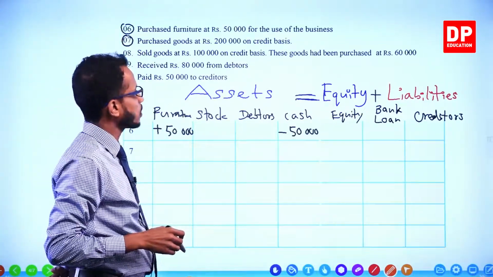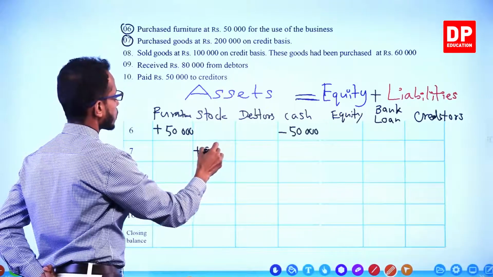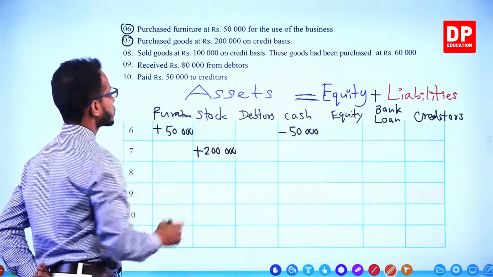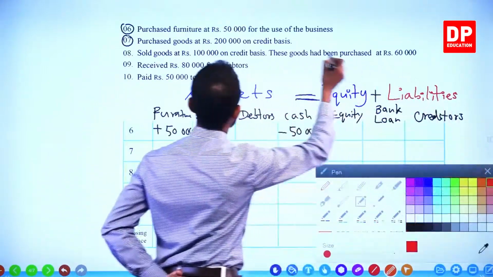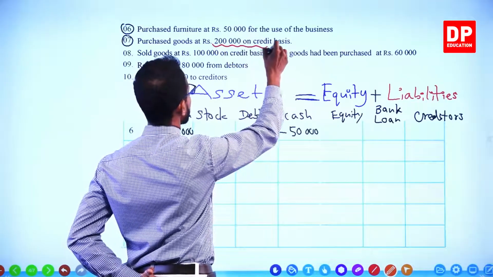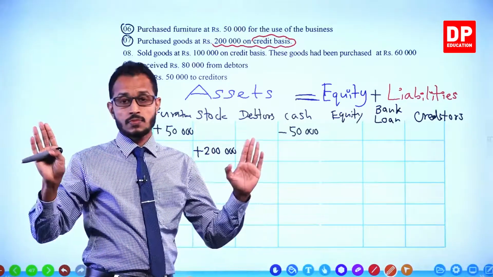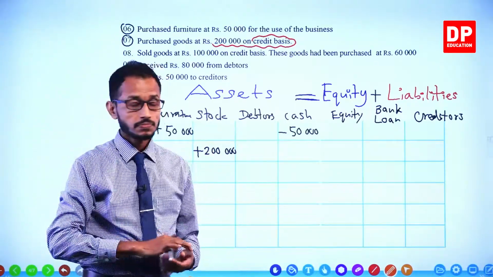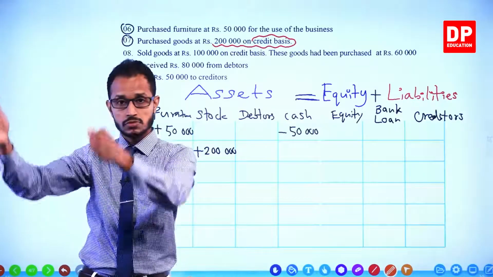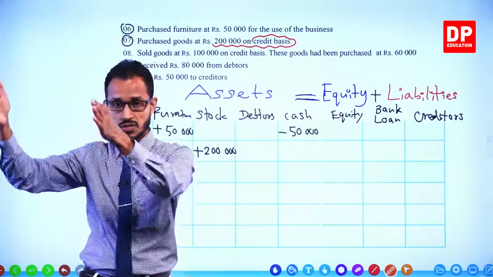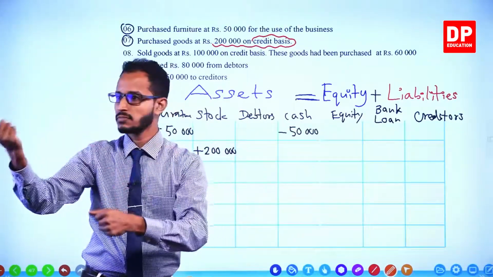Purchase goods at 200,000 on credit basis. Purchase goods means goods come in, goods increase 200,000. On credit basis, that is a problem. Credit basis means, children, we don't pay for the goods. We just bring the goods to the business, but we don't pay the money. Money doesn't go out.